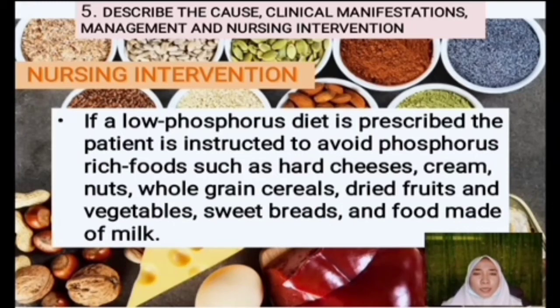So when a patient has phosphorus excess or hyperphosphatemia, the nurse should advise the patient to avoid rich foods such as hard cheeses, cream, nuts, whole grain cereals, dried fruits and vegetables, sweet breads, and foods that are made of milk. Also, the patient should be instructed to avoid phosphate-containing laxatives and enemas.